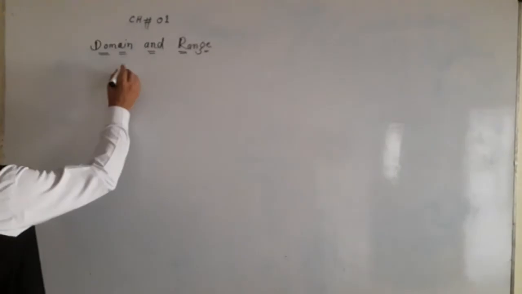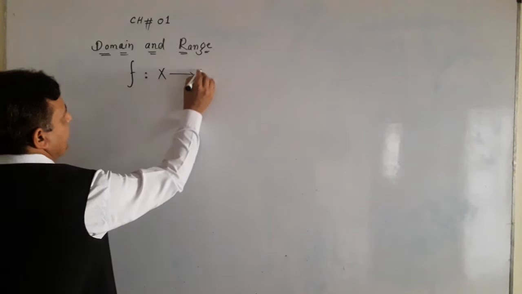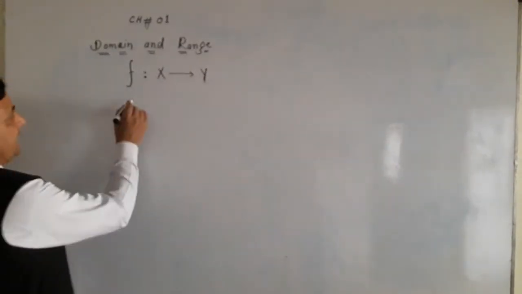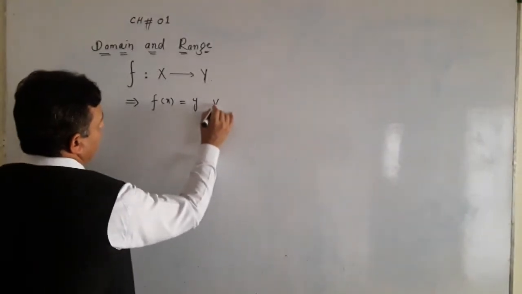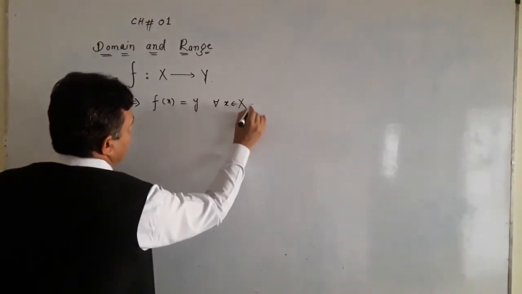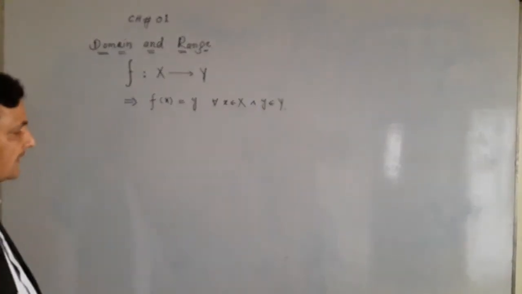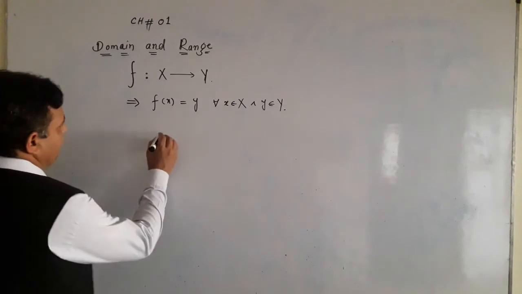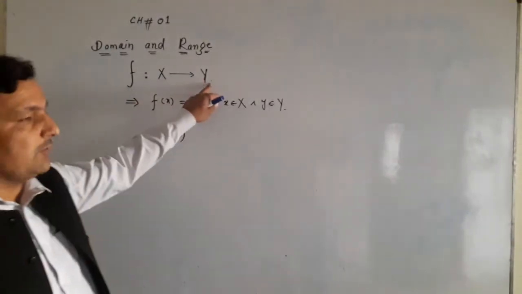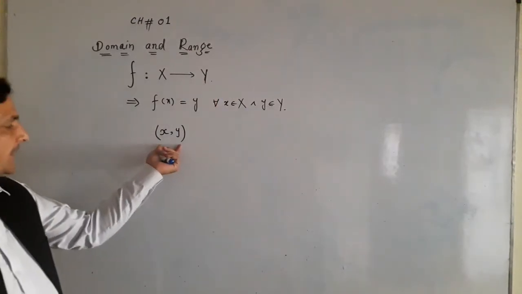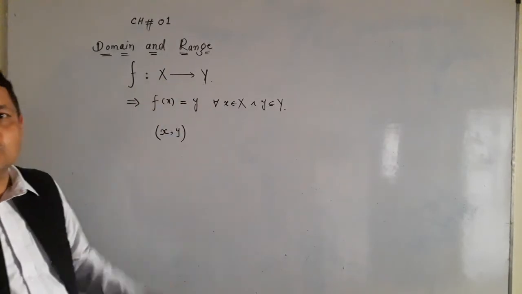If we have the rule of correspondence f from X into Y, it implies that f of x is equal to y for all x belonging to X and y belonging to Y. Now we will take an ordered pair (x, y) belonging to X cross Y. This is an ordered pair. Here this is a relation from X into Y.